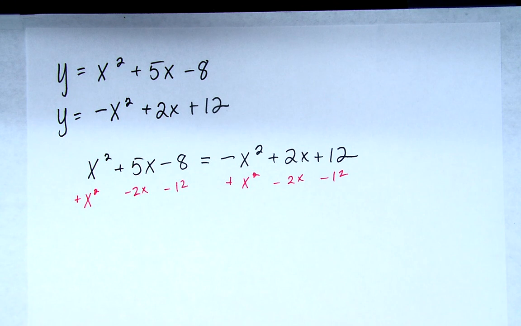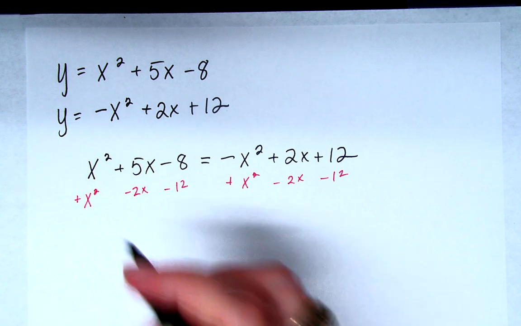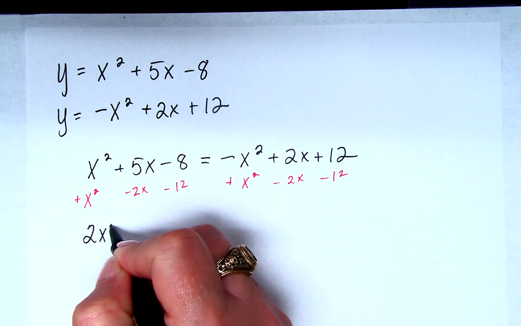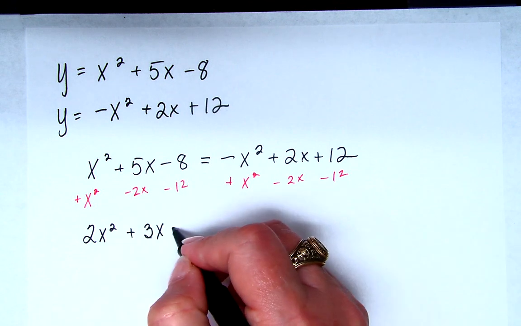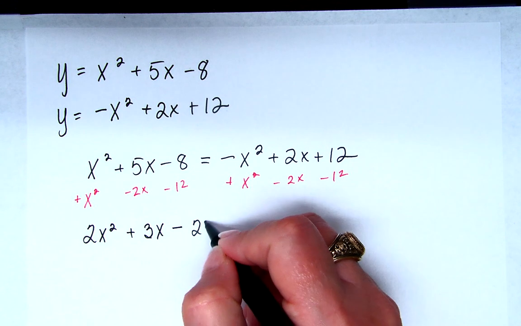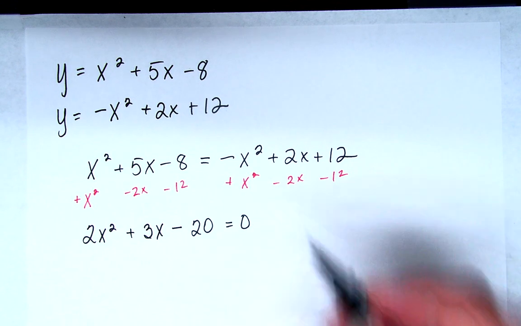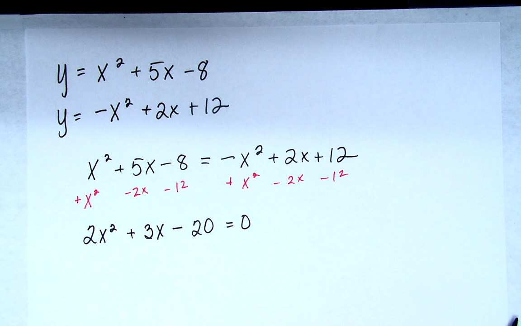So what does that give me? 2x squared plus 3x minus 4 equals 0. How do we solve a quadratic like this?